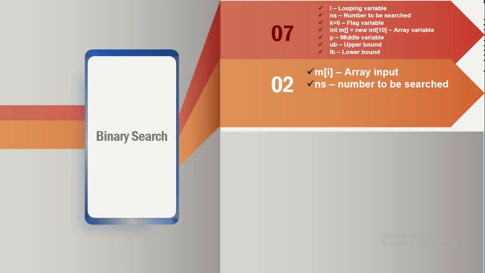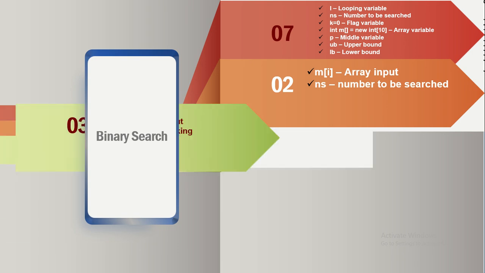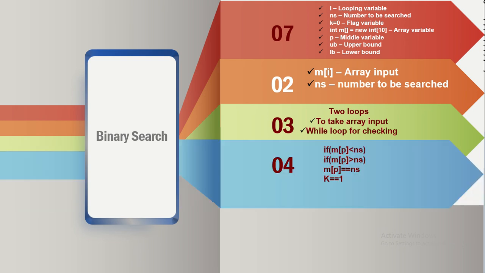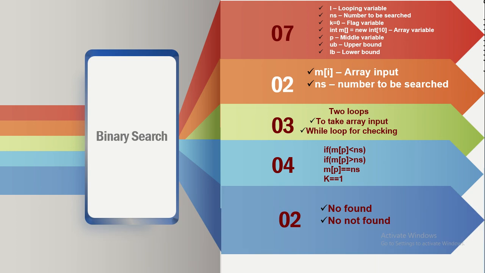Coming to the second topic, we have got 2 inputs that we have given. One is the array input, the other one is the number to be searched. The third one is that we have got 2 loops. One is to take the input of the array and the other one is the loop for checking. Next are the conditions that we are using: array of the middle element is less than the number to be searched, array of the middle element is greater than the number to be searched, and array of the middle element is equal to the number to be searched. Then we give a flag, and if k equal to 1, we say the number is found, otherwise the number is not found. So this is the mind map of the binary search.